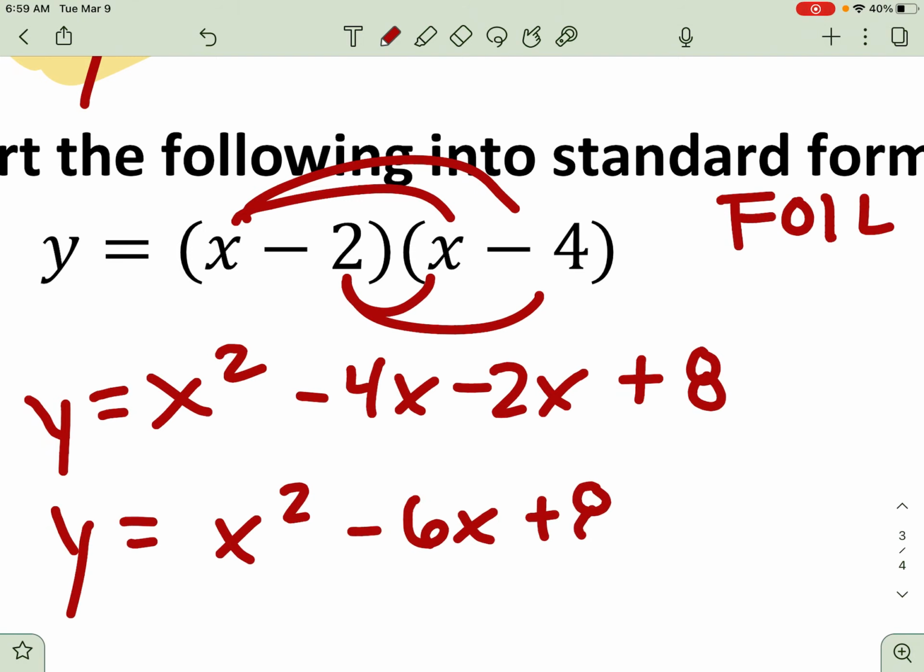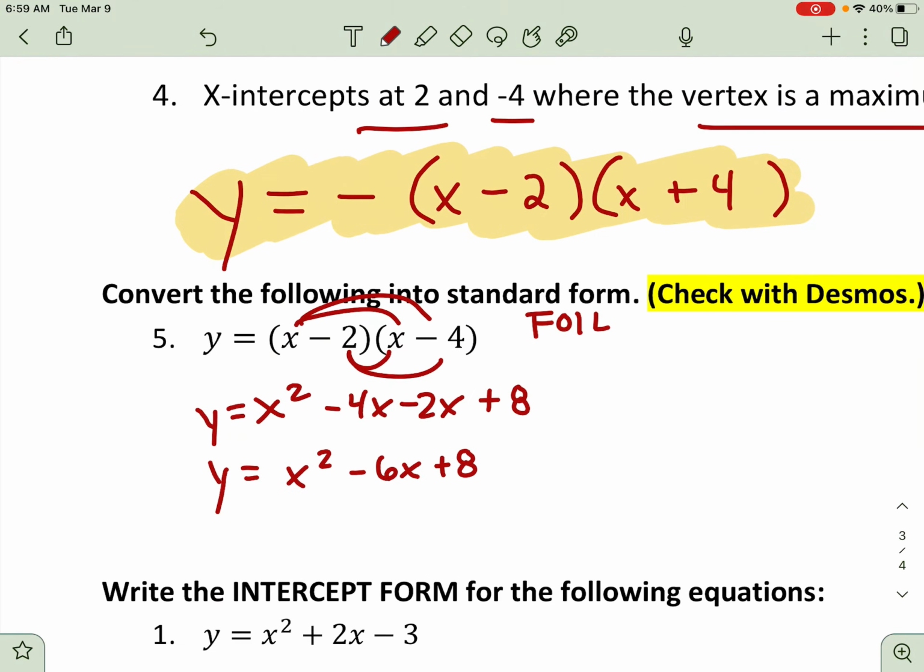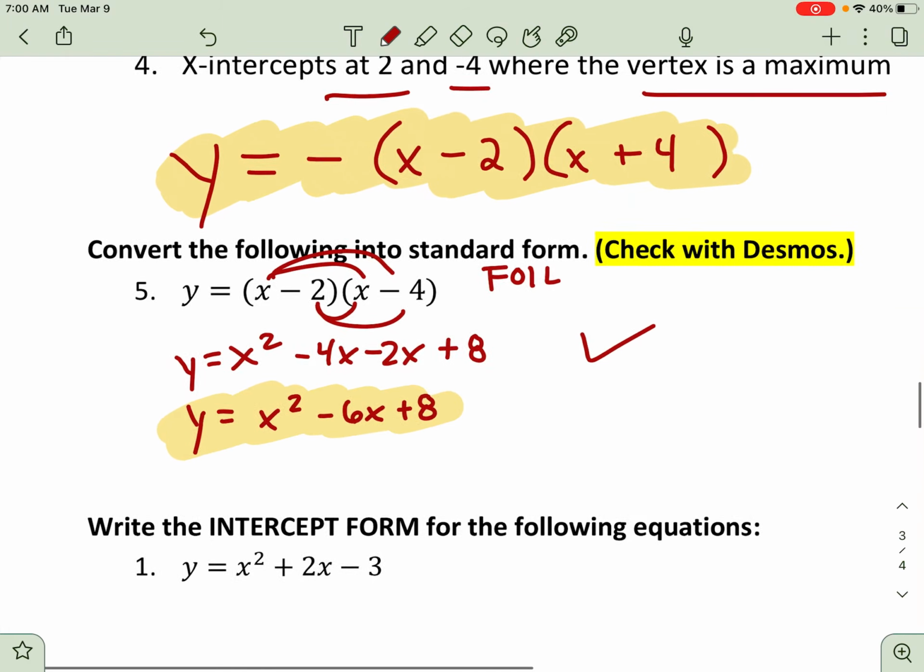Minus 6x plus 8. Okay? And that's it. And again, you can check all of these answers with Desmos. And how do you do that? You plug in this first equation, plug in the second equation, and see if they're the exact same graph. If they're the exact same graph, then you know that it's good. That it's a good conversion.